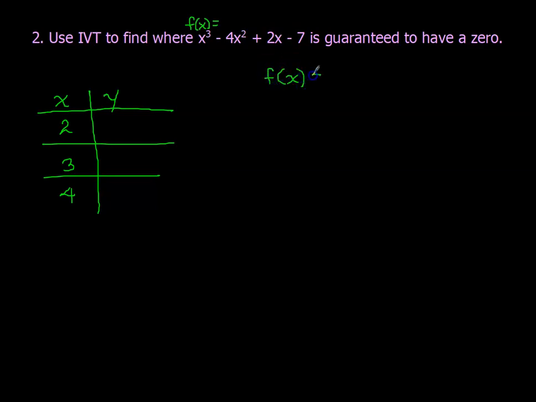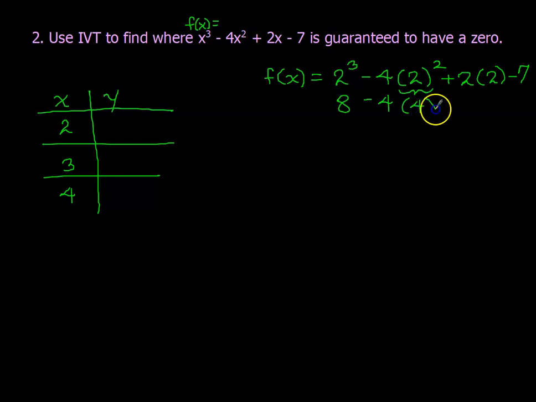Using x is 2, I'm going to replace all the x's with 2 and test this out. Exponents come first, and then from there I can start multiplying. So what I have is 8 minus 16 plus 4 minus 7. Once we are adding and subtracting, you're just going to go from left to right. So 8 minus 16 would give me negative 8, plus 4 would give me negative 4, and then minus 7, which would be negative 11.